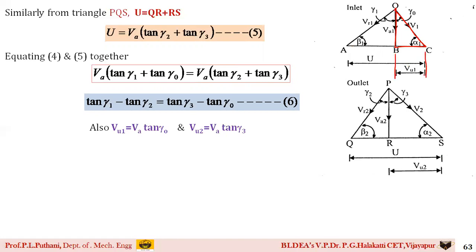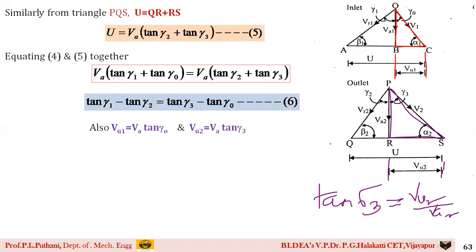Similarly, gamma 3 is involved with this particular triangle. Why? Because it has a tangential velocity component, VU2. Now, how can I write tan gamma 3? Already we have discussed: tan gamma 3 is equal to VU2 by VA, or VU2 is equal to VA tan gamma 3. Similarly, we have VU1 is equal to VA tan gamma naught.